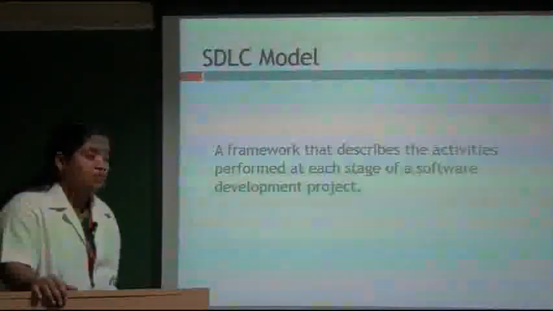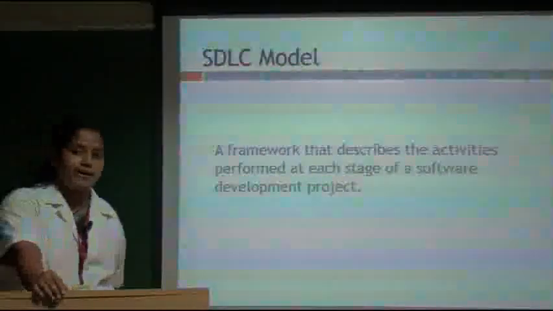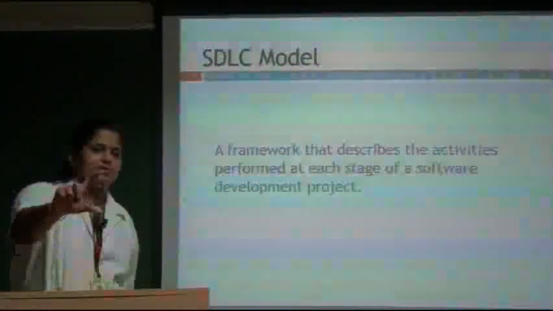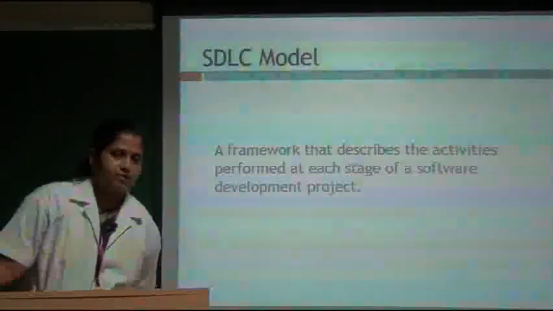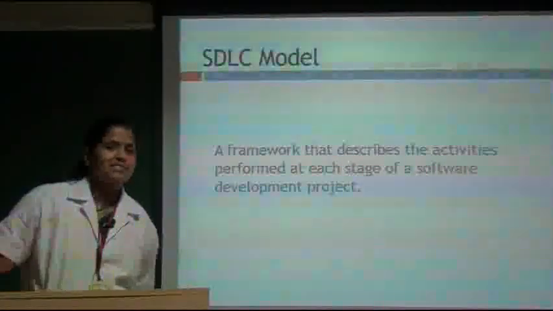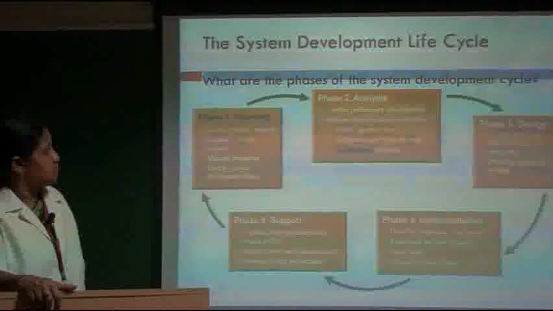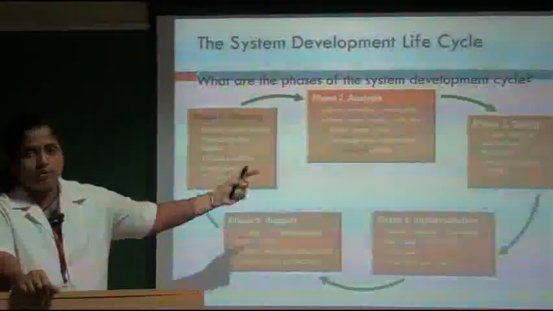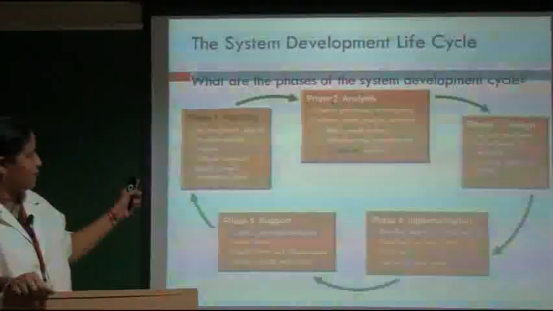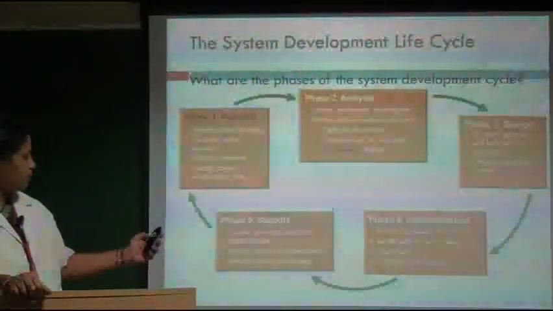So the framework is a generic framework. It is common. It describes the activities performed. What are the activities to be performed? If we say the first stage, these activities should be covered. In the second stage, what is the list of activities to be covered? These things are described by the software development lifecycle model. In general, it has 5 phases, common to all the lifecycle models. It has the planning phase, analysis, design, implementation, and support.